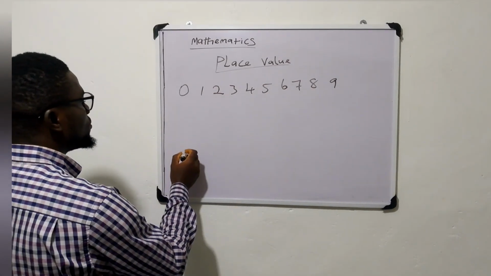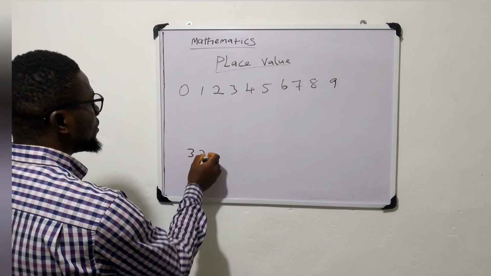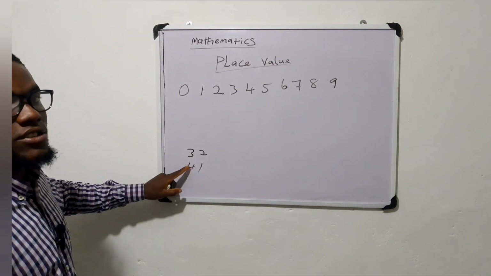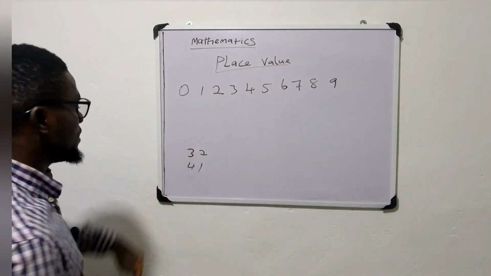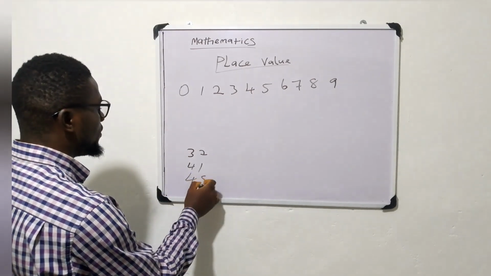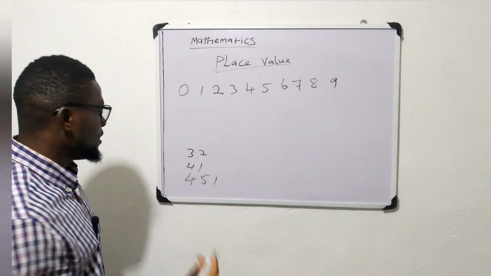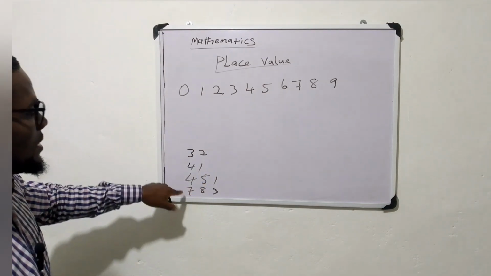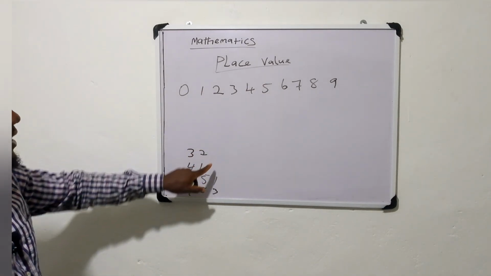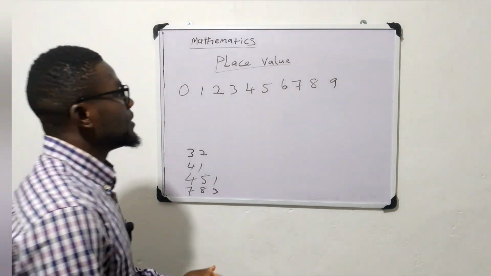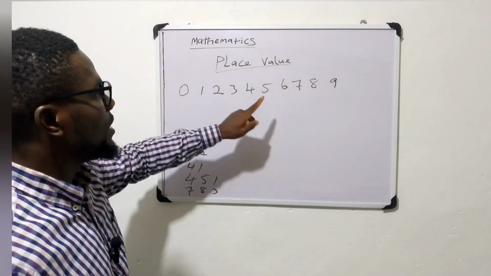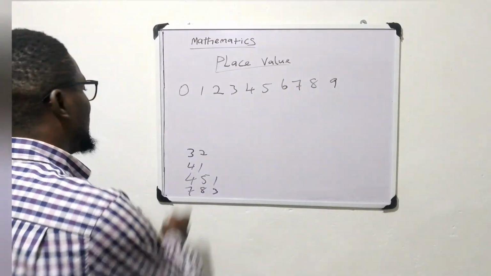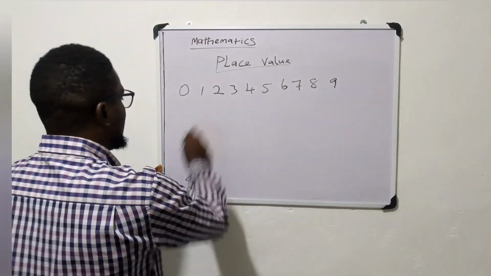For instance, we have a two-digit number. It can be 32, or it can be 41. Note the values are changing, but it still remains two digits. Now you have a three-digit number like 451. We can still have a three-digit number like 783. So digits just represent the values of the numbers we see. That is it for place value, the value assigned to the place of a digit in a number.